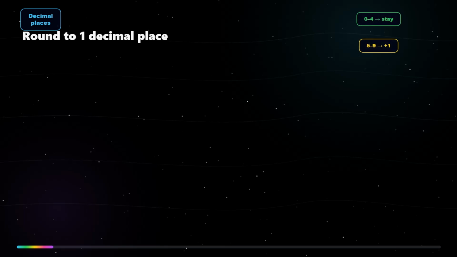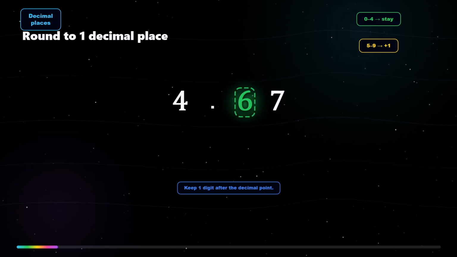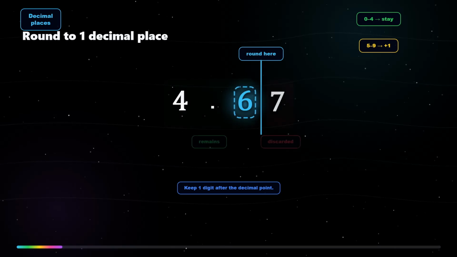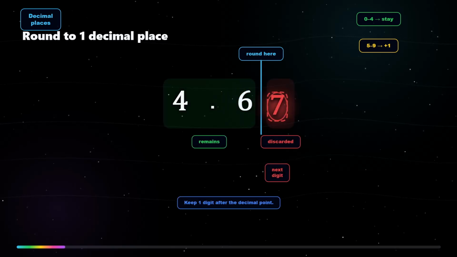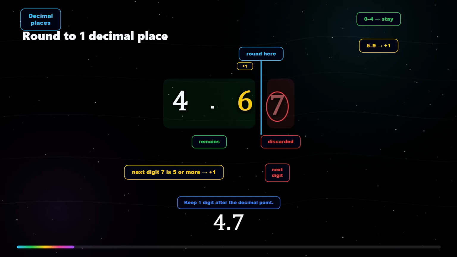Let's start with rounding to 1 decimal place. Look at 4.67. 1 decimal place means we keep 1 digit after the decimal point, so we keep the 6. The partition line goes after the 6. Everything to the right of the line is being discarded. Now look at the first discarded digit. That digit is 7. 7 is 5 or more, so the 6 goes up by 1. 6 becomes 7, so 4.67 rounded to 1 decimal place is 4.7.